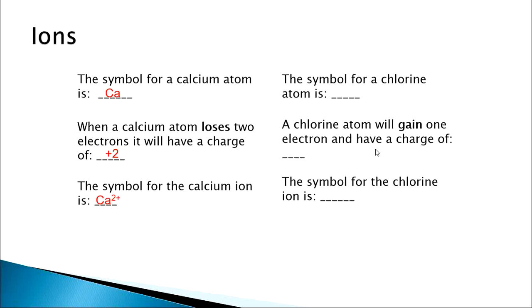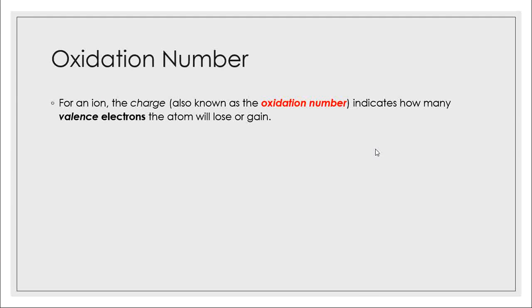A chlorine atom is Cl. It gains an electron, -1. So symbol for the chlorine ion is Cl1-. Now, in today's video, this is what we're going to talk about. You are going to learn how many electrons an atom will gain or lose, and what the charge is for a specific element. Now, the more formal name for charge is oxidation number. And this indicates how many valence electrons the atom will lose or gain.